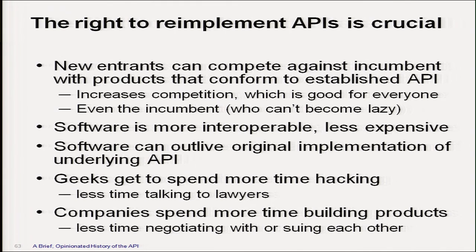Also, software becomes more interoperable and less expensive if you can reimplement APIs. If you can't, you have to build your own API, and we have all these vertical silos that can't communicate with one another at all. Geeks get to spend more time hacking and less time talking to lawyers if they know that APIs can be reimplemented, and companies get to spend more time implementing stuff and less time suing each other or negotiating.